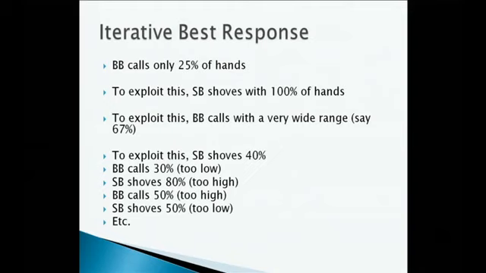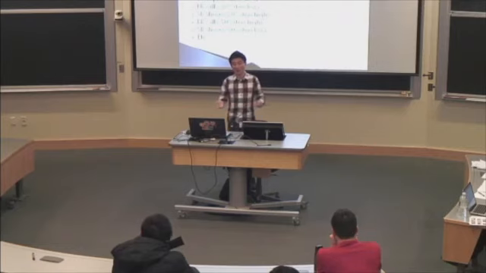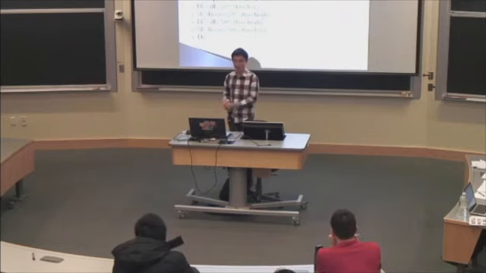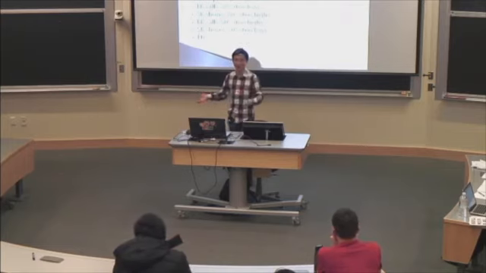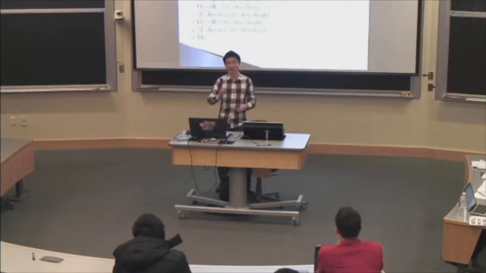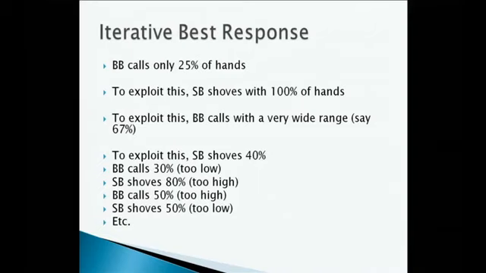Now, if the small blind is fixed on this strategy, what's the best way for the big blind to exploit this? Well, it's to call with anything, basically, because you know they're shoving anything. So it's to call with a very wide range, say like 67% of hands. Once the big blind is calling too much, how does the small blind exploit this? Well, now they tighten up. They only shove their good hands, and that's fine because they're getting paid off very often when they shove their good hands. But once the small blind realizes to shove only their good hands, then the big blind's like, oh crap, I shouldn't be calling 67% anymore. I'm going to call less, 30%.